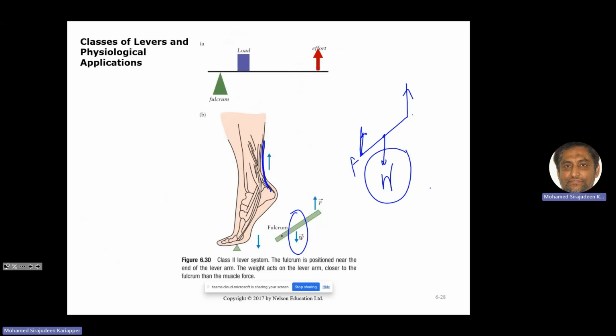So when the load is in the middle, it is class 2. That is what you have to memorize. Class 1 is fulcrum in the middle. Class 2 is weight in the middle. So this is an example in our body.